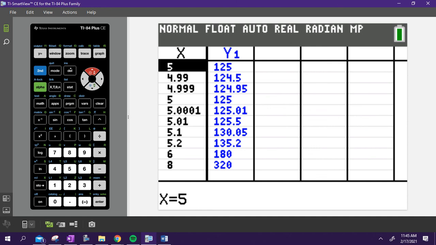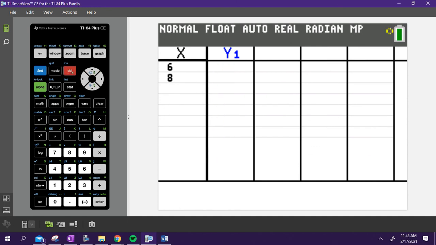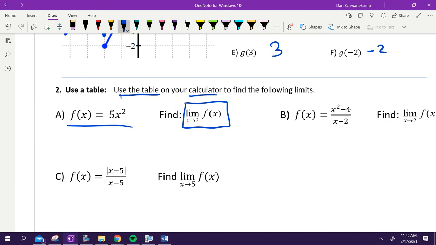Mine looks different than yours because yours is probably cleared out. I'll clear mine out to match you. We got this right here. So by turning it to ask, I can now put in any x value that I want. Our job is to find the limit as x approaches 3.